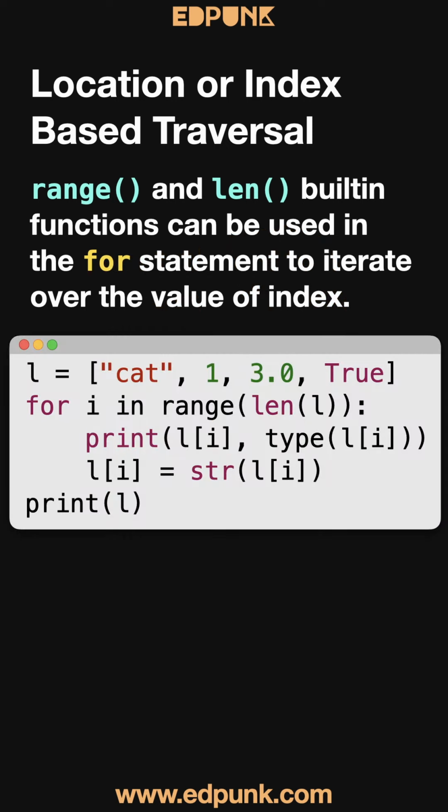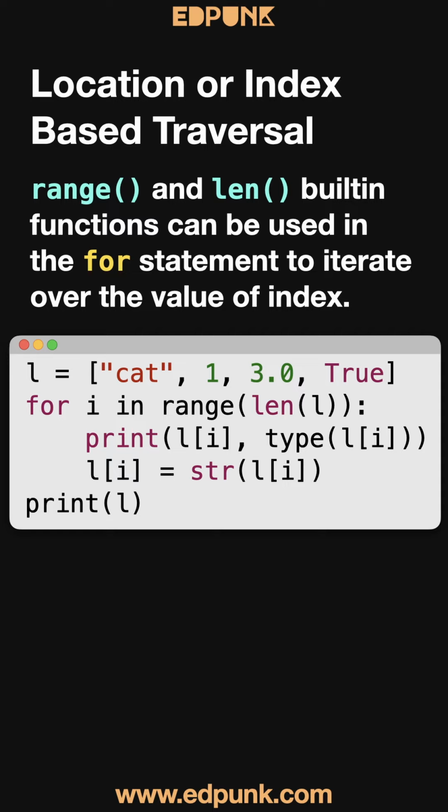Let us assign a list containing items string cat, int 1, float 3.0 and boolean true to a variable L. Now, create a range object which provides a sequence of numbers which starts at 0, increments by 1 and stops before reaching the length of the list. Using for i in range(len(L)), iterate over this sequence. The variable i represents the index value which can be used to access an item using the index operator.